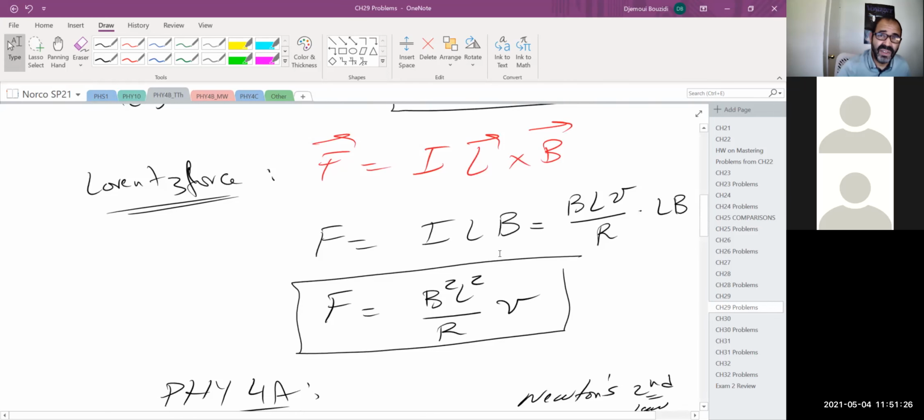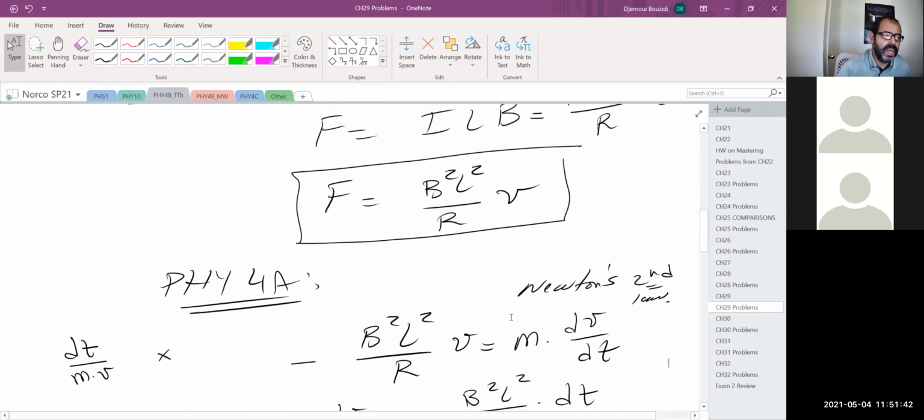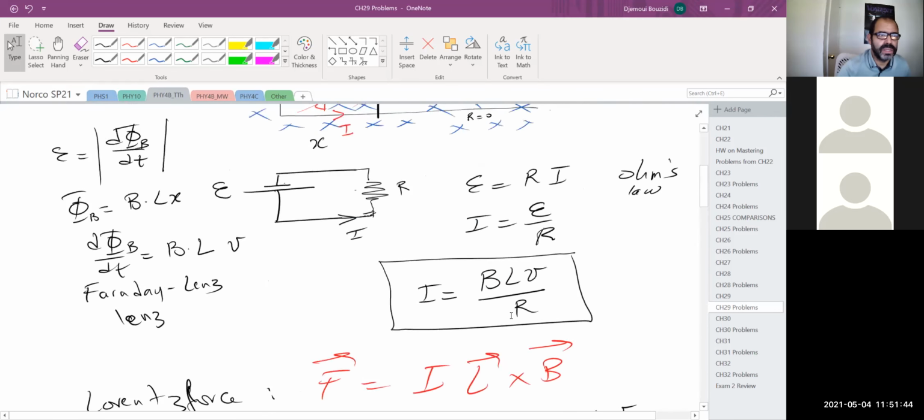So we have the force. The force is directly proportional to the velocity, just like the viscosity from your class from physics 4A. Viscosity also is proportional to the velocity, and it opposes it in direction. Always, whichever the direction of v is changing, this one slows it down. And that was the bulk of it.